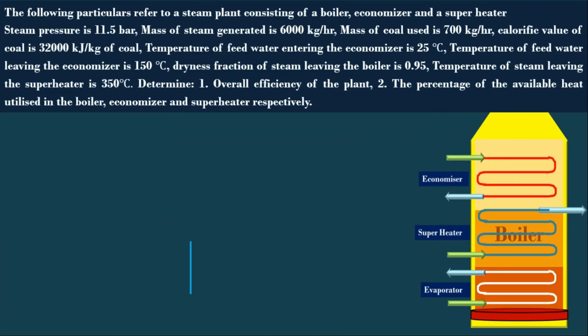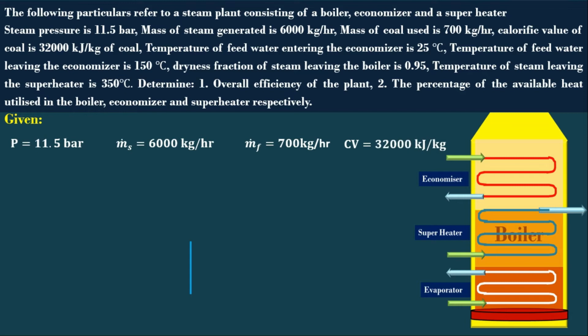The following particulars refer to a steam power plant consisting of a boiler, economizer and a superheater. Steam pressure is 11.5 bar. Mass of steam generated is 6000 kg per hour. Mass of coal used is 700 kg per hour. Calorific value of fuel is 32,000 kilojoule per kg. The temperature of feed water entering the economizer is 25 degrees Celsius. Temperature of feed water leaving the economizer is 150 degrees Celsius.